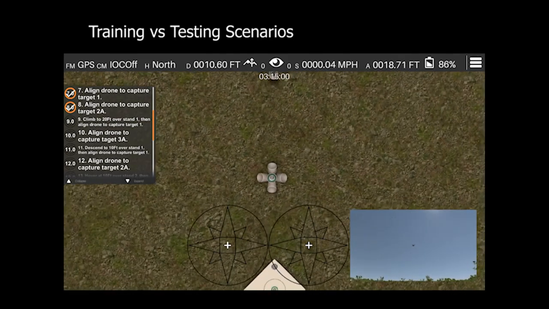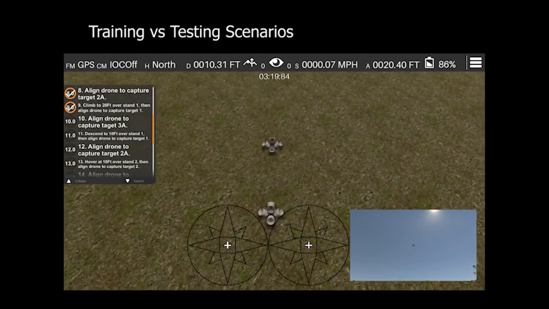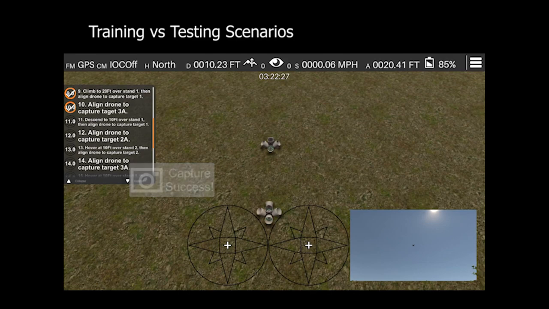Align with target 1. Align image downward, then forward in order. Align with target 3A. Descend to altitude S.